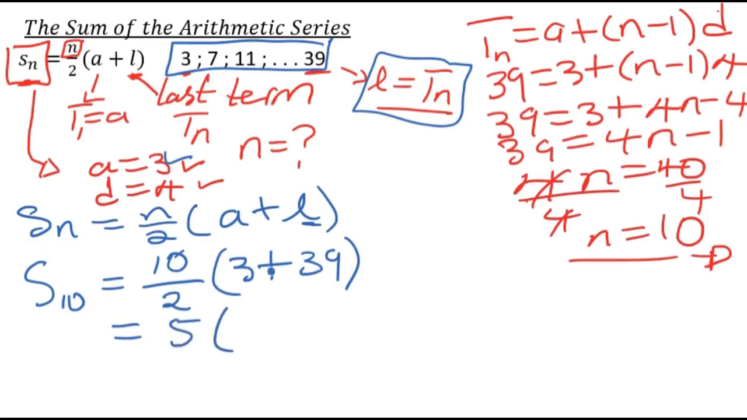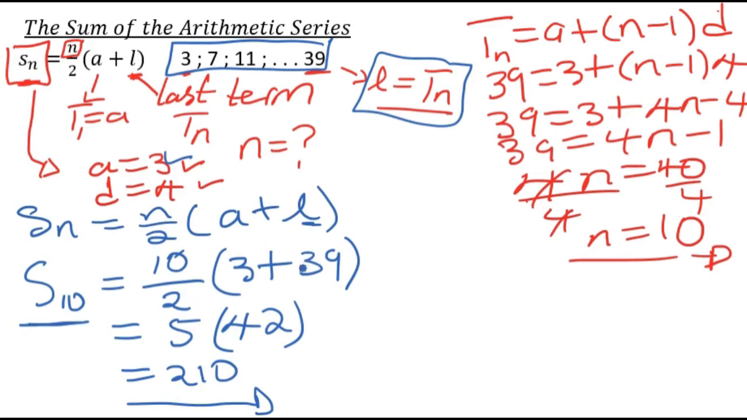And then you add 3 with 39, that gives you 42. And then now you multiply 5 and 42, that gives you 210. All right. So all in all, what is happening here is that we are adding the terms.